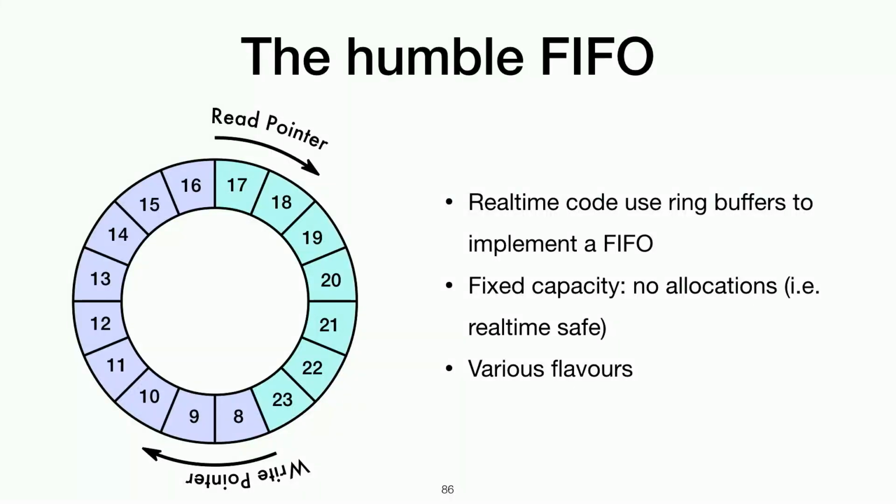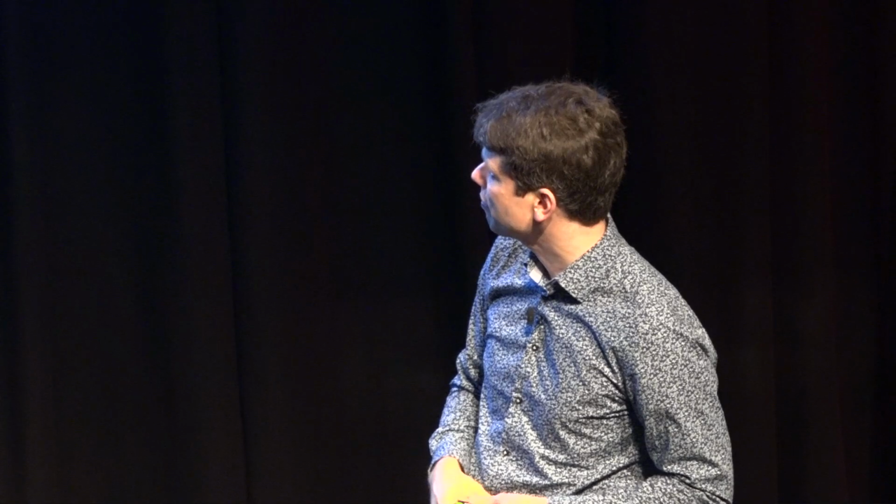Now, in real-time code, we use a particular version of the FIFO. It's called a ring buffer. And the ring buffer has the advantage that it's fixed capacity. It has no allocations, because allocations are not real-time safe. That's what Dave mentioned before. So you have this kind of ring where you have a read pointer and a write pointer, and the read pointer chases the write pointer. I'm sure you've all seen this data structure.